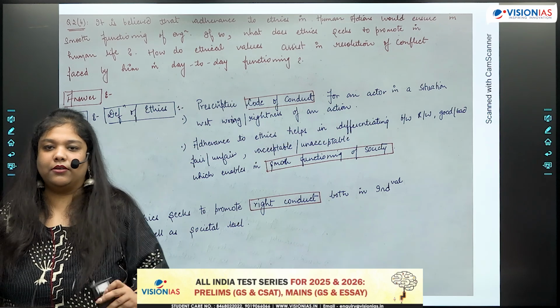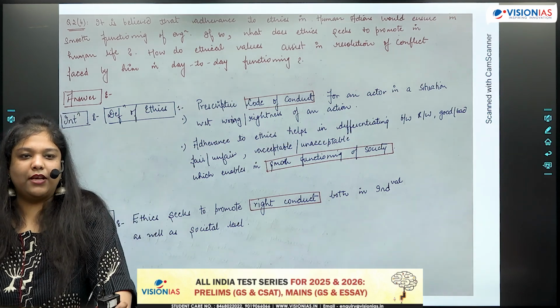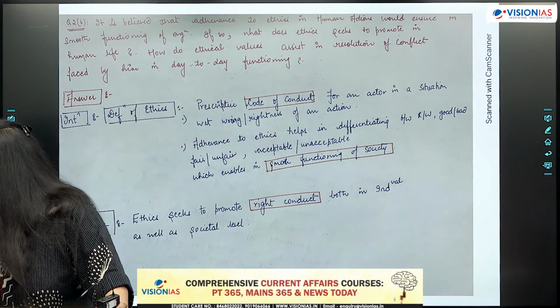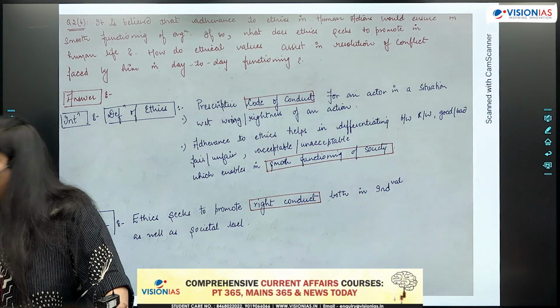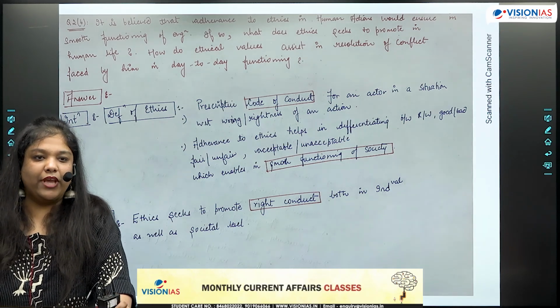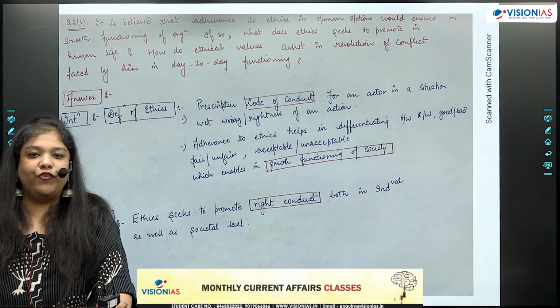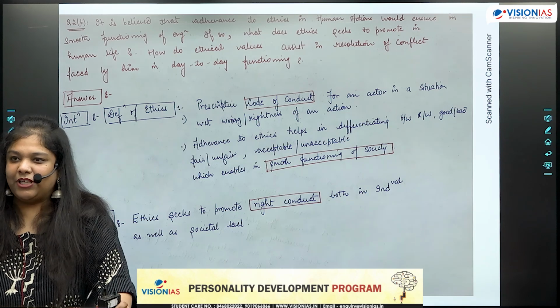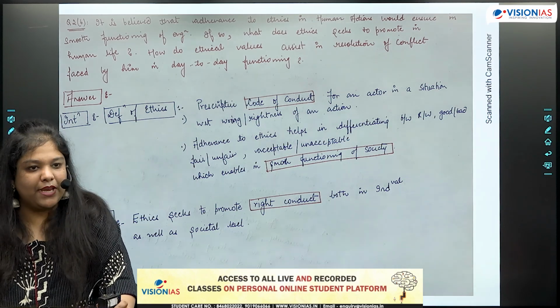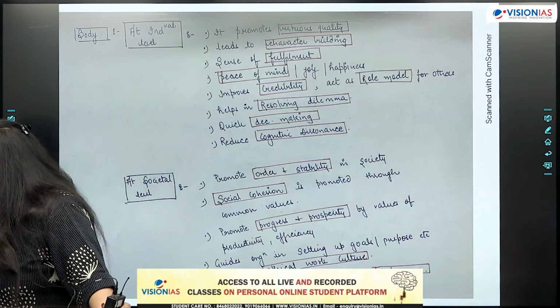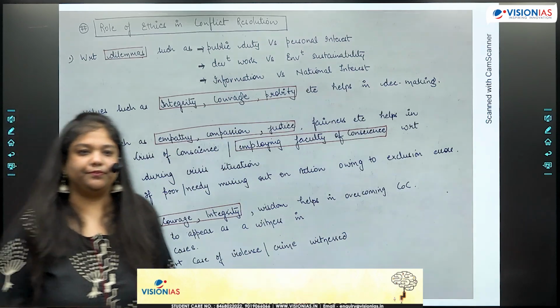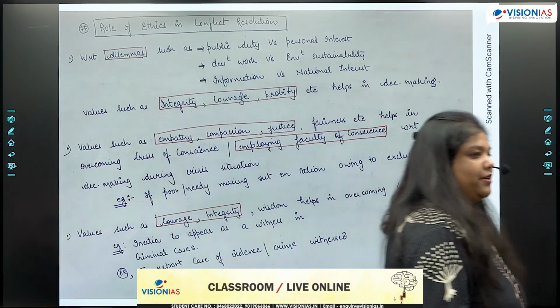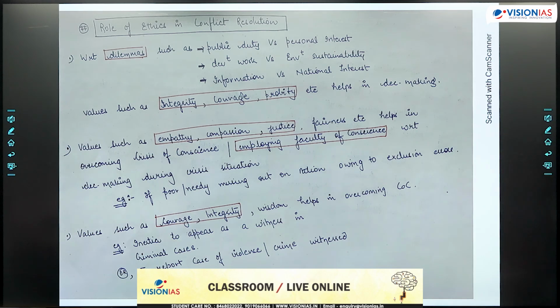Read the third part. How do ethical values assist in resolution of conflict faced by an individual in day-to-day functioning? So conflict resolution among the competing values, at the same time ensuring quick decision making. And this becomes the part. Try to write examples here. Everyday life पूछा है, day-to-day functioning में.